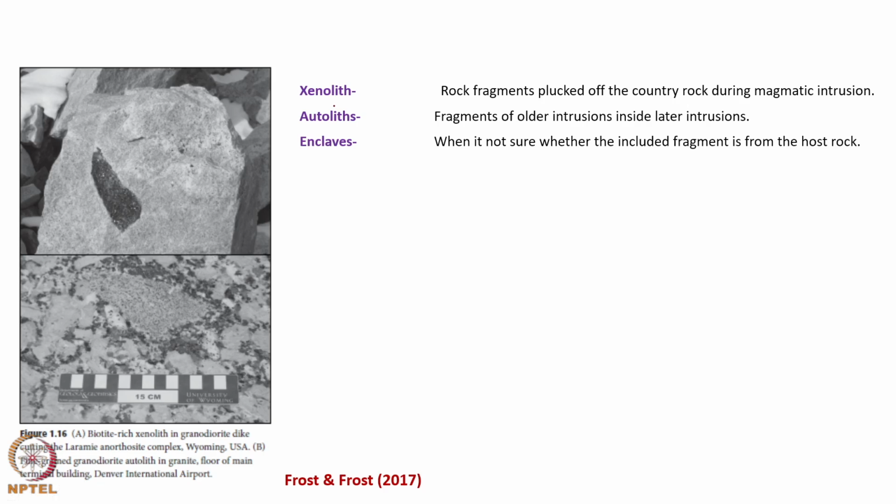Coming to a smaller scale, some terms are to be remembered, and these are important in stratigraphy of the volcanic rocks. Xenolith, these are the rock fragments plucked off the country rock during magmatic intrusion. Say this is a country rock, and within that a magmatic body is getting intruded, and then this geometry is produced. Within the magmatic body, after emplacement, we can find small pieces of the country rock.